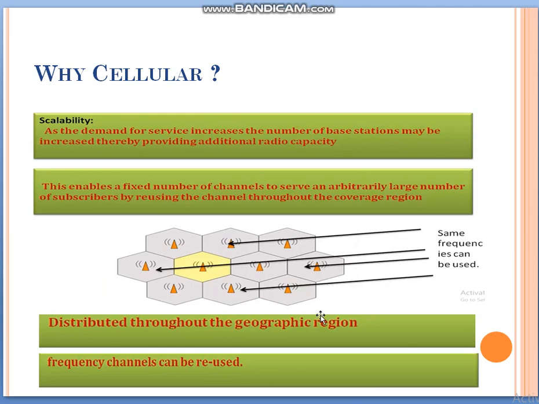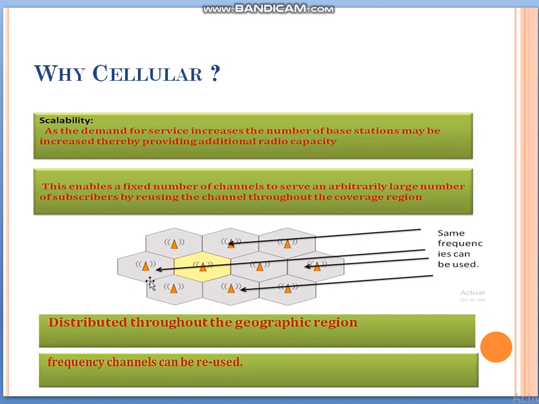The same frequency can be reused, meaning the frequency reuse concept enhances the scalability of the cellular model, when the number of users increases over time according to demand. We increase the number of base stations without buying additional frequency.